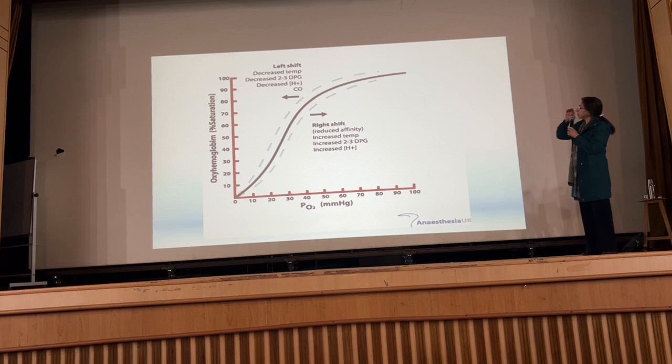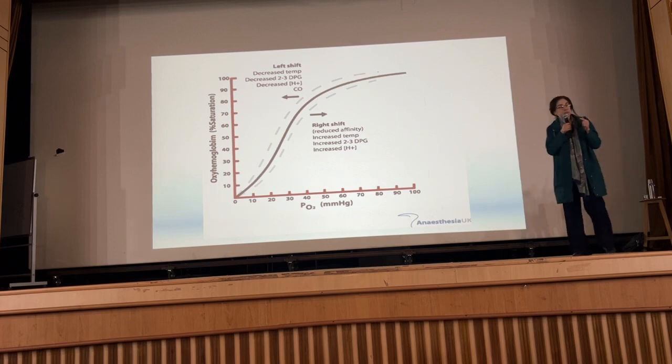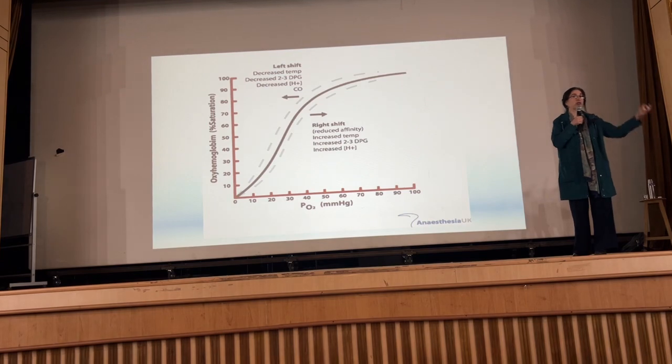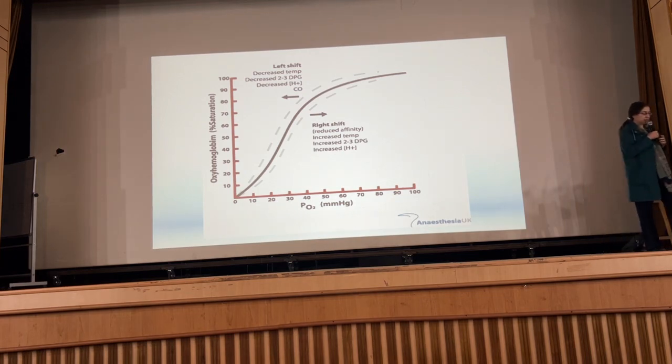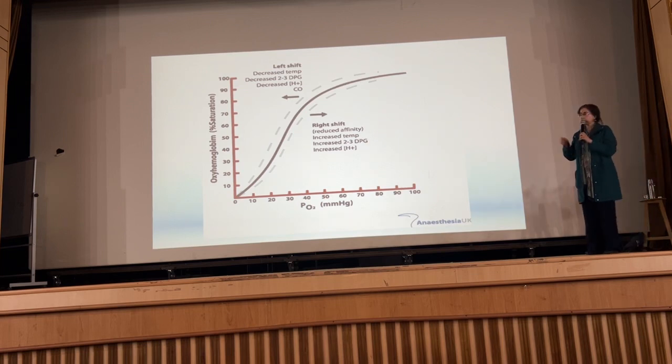Okay, so decreased temperature, decreased DPG or BPG. Why? Because BPG encourages hemoglobin to release oxygen, not to bind it and be saturated with it. Okay? And we also have decreased H+. Decreased amount of protons. That means a high pH. Okay? pH movements. CO also affects it. I'm going to talk about CO also.